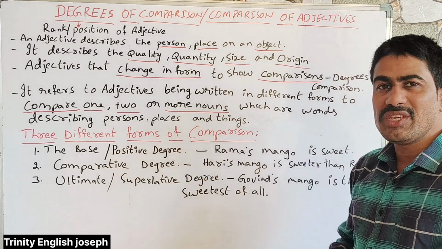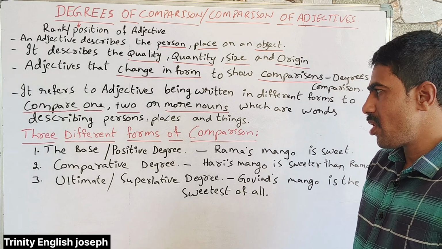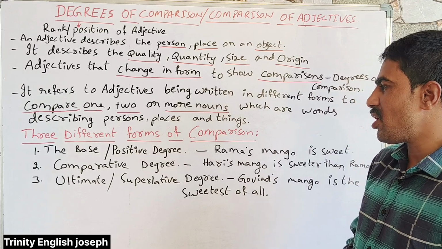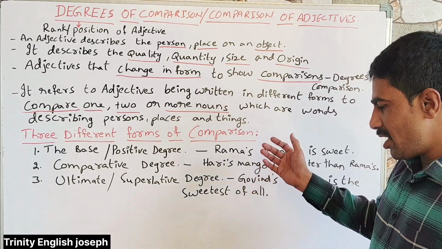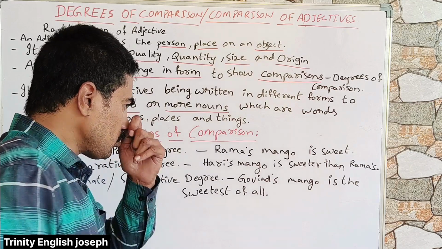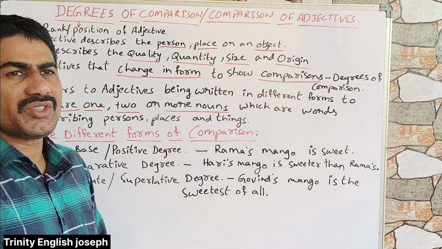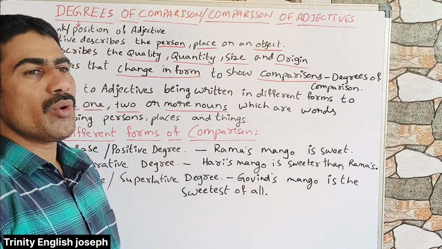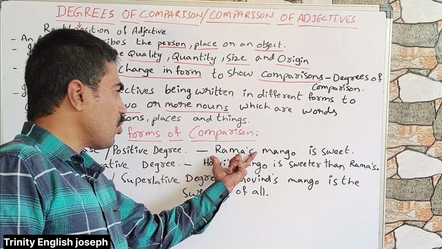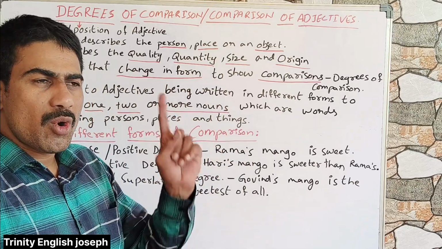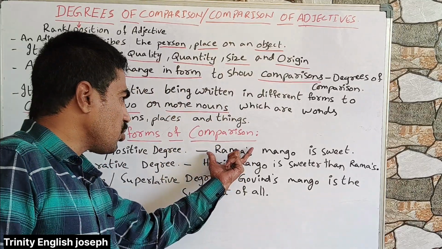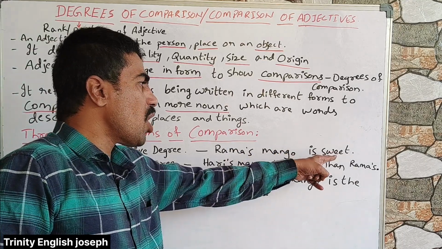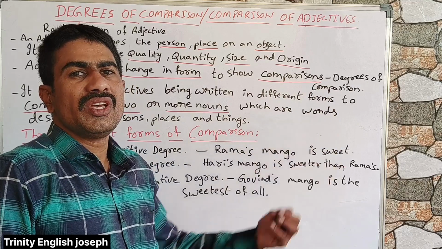The first one is the base degree or positive degree, the second is the comparative degree, and the third is the ultimate or superlative degree. Looking at the examples, the first one is: Rama's mango is sweet. When I say Rama's mango, I am speaking about only one single noun and talking about its quality, how it is. So Rama's mango is sweet.